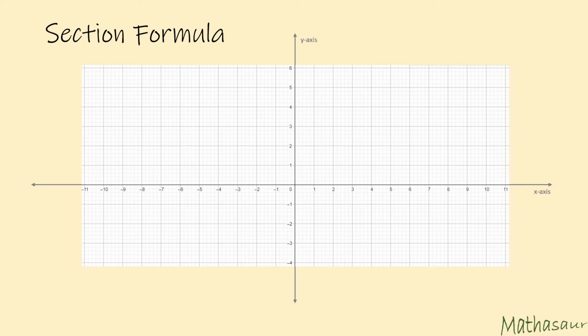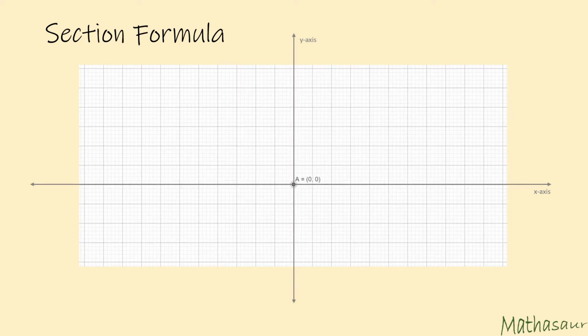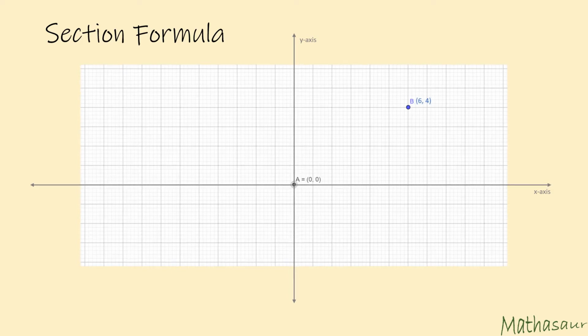Today, let us look at section formula in coordinate geometry. We have the xy plane. You can see the x and y axes. Now let us take a point A on the origin, which has a coordinate 0, 0. Let us take another point B with the coordinates 6, 4. Now let us join the segment AB.